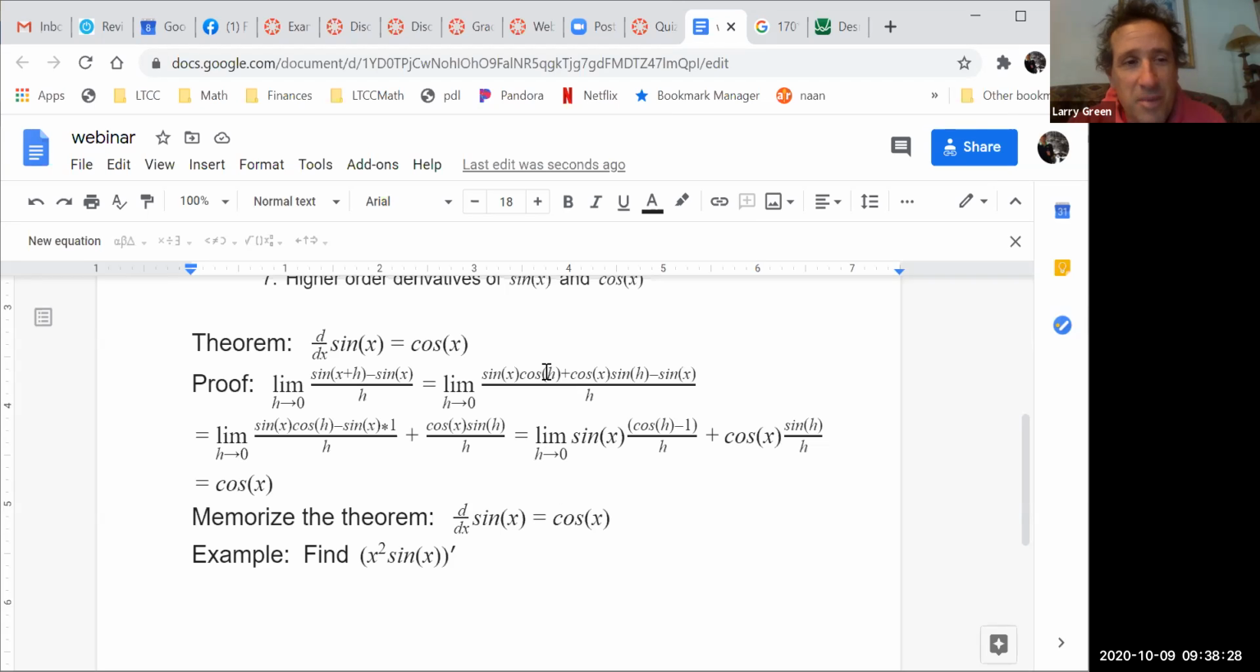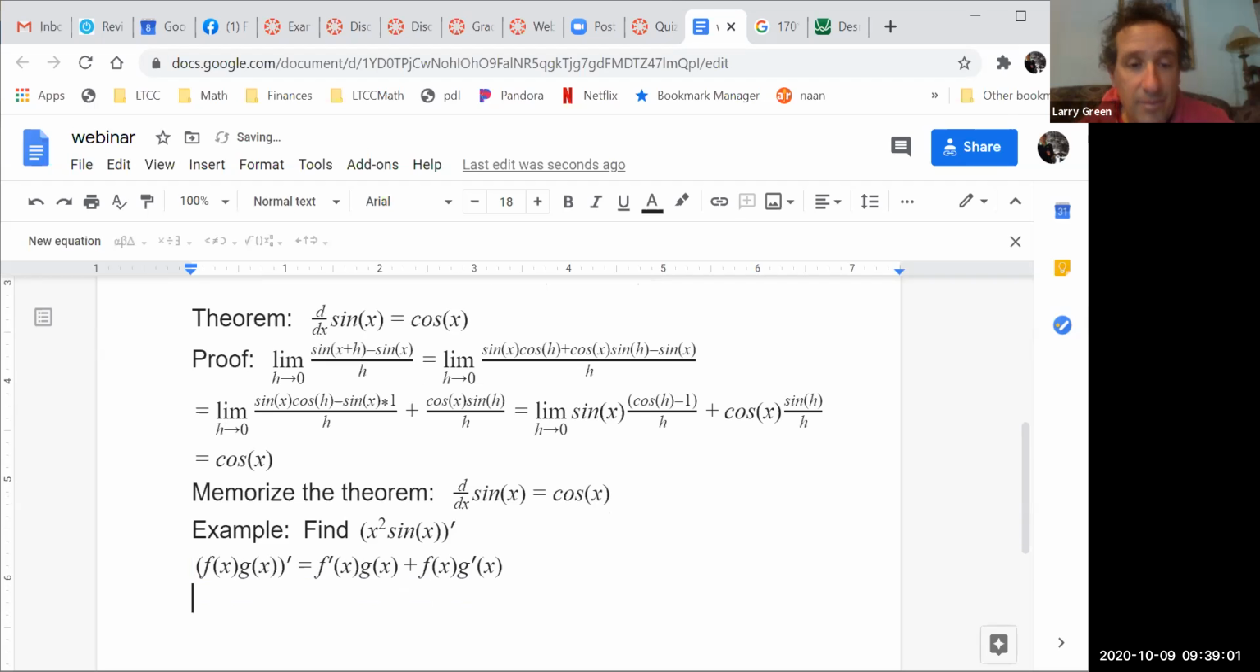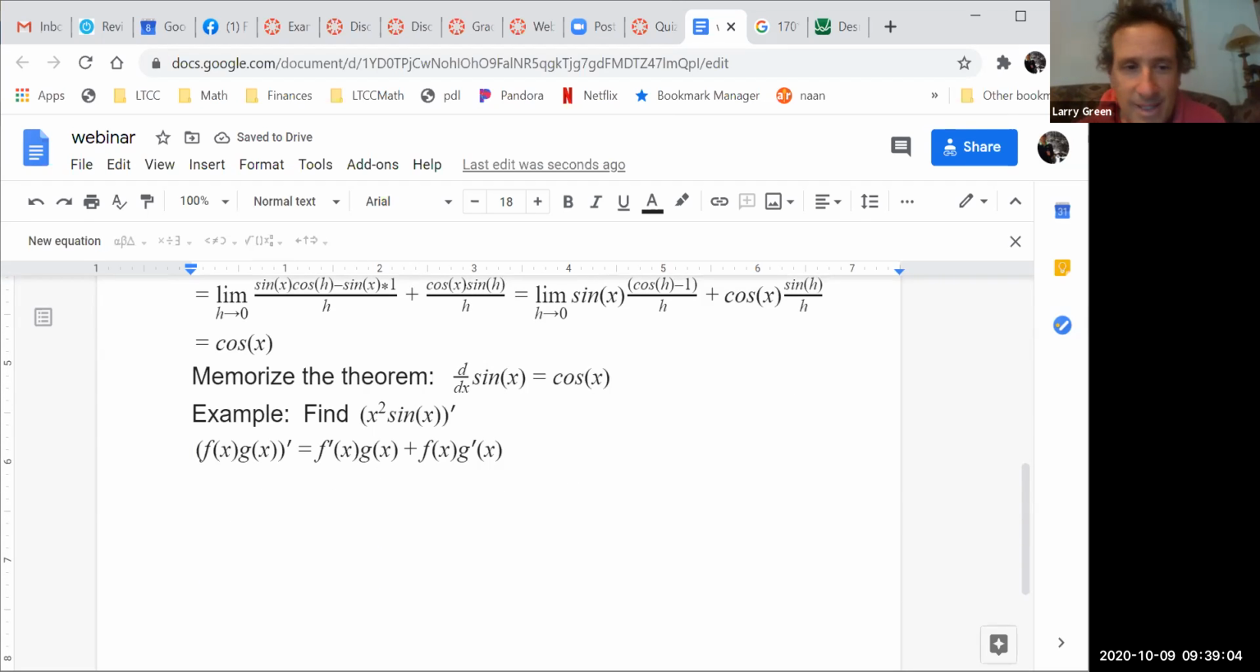All right, let me remind you of the product rule because it looks like some of you might have forgotten it, and please get that down. So the product rule says that if we want to take the derivative of f of x times g of x, that is equal to the derivative of f of x times g of x plus f of x times the derivative of g of x. Okay, you got to have that one down. Yeah, very important.